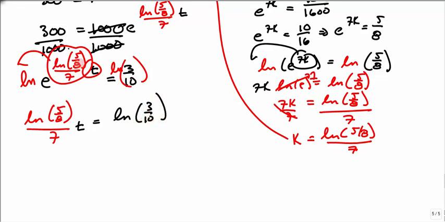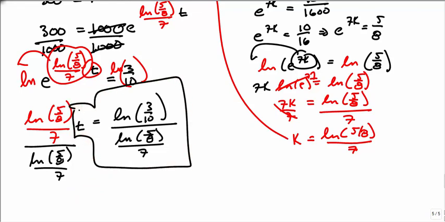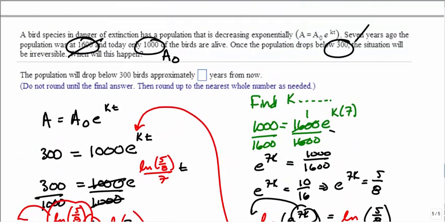Now remember, when I pop this out front, the natural log of e goes to 1. So to solve, I divide both sides through by the natural log of 5/8 over 7, natural log of 5/8 all over 7, and that's what my solution is. t is equal to this value. Well, we need to find out when this is going to happen. So this is an exact solution. We need to apply this to find a decimal approximation.